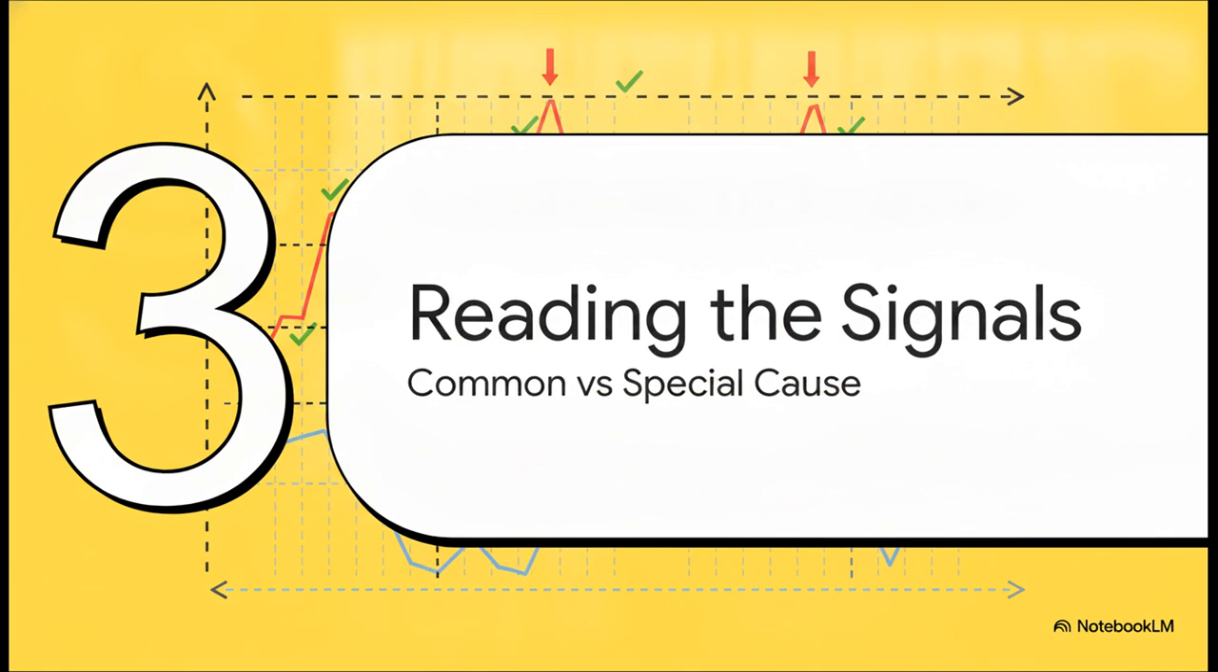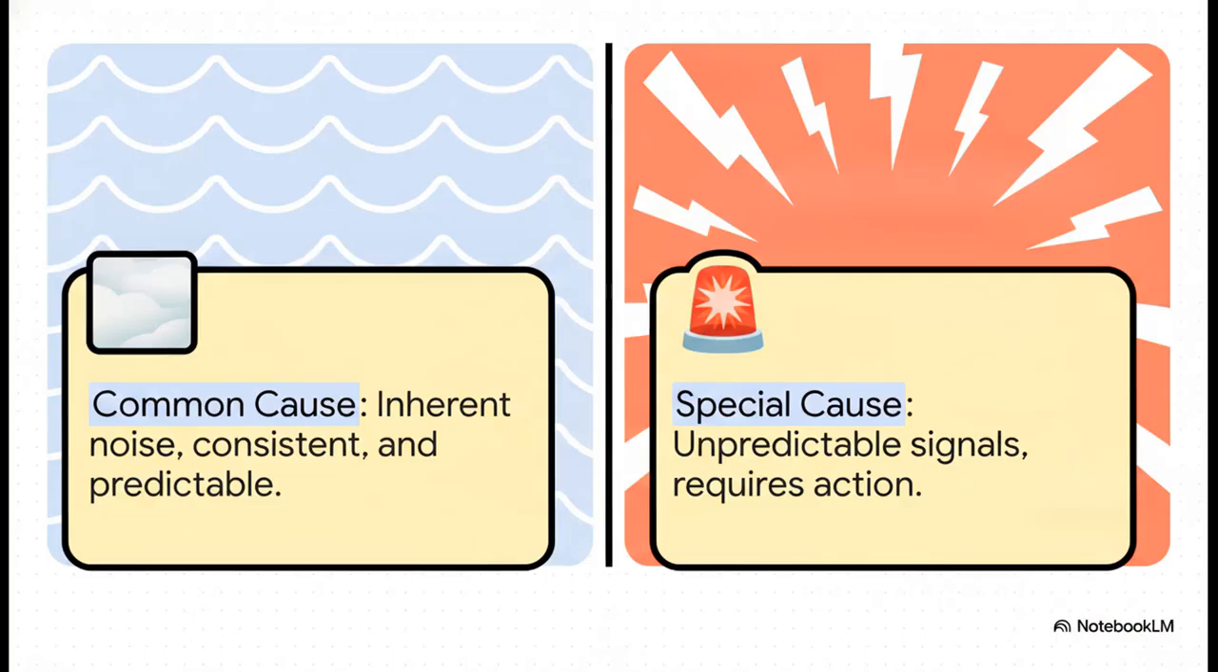Part 3. Reading the signals. So, how do we actually use this anatomy to decode what the data is trying to tell us? The absolute most crucial point here is understanding a specific binary. You really have to filter out the normal, everyday noise to find the actionable signals.